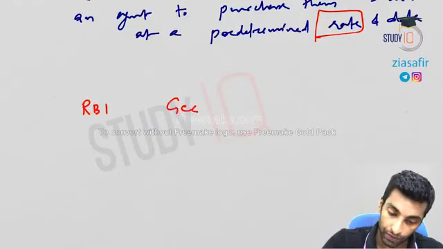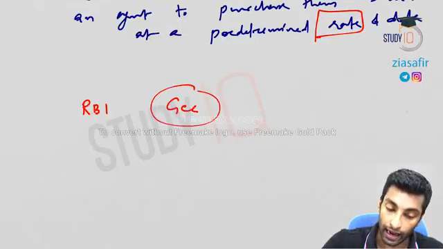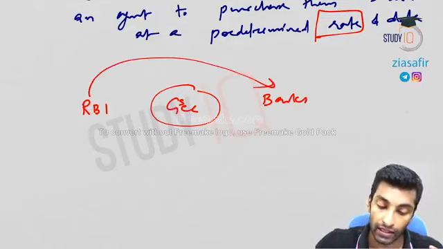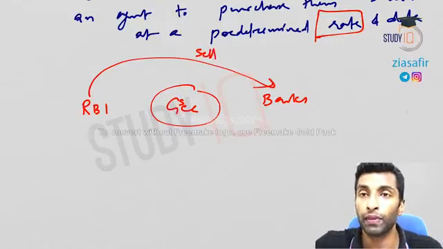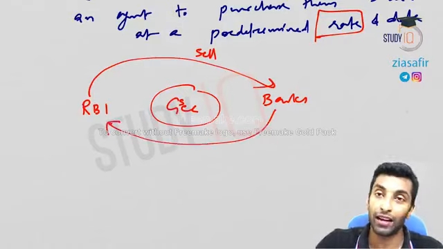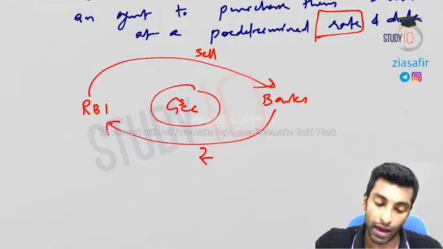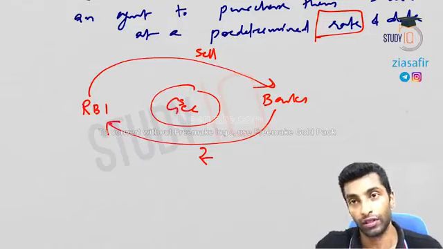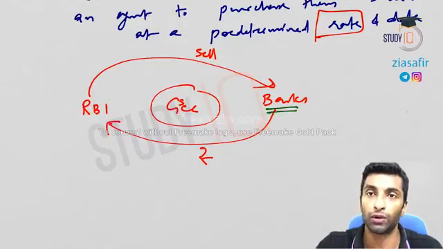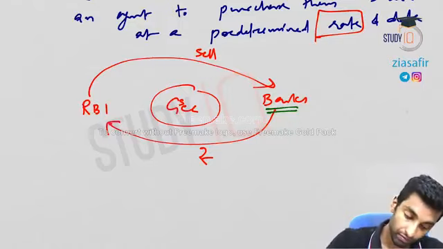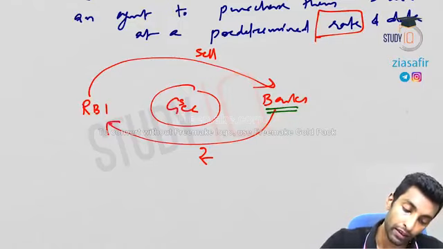Okay, then banks. So RBI first sells, right? When RBI is selling, banks will give rupees to RBI. Banks deposit rupees with RBI, or it's like banks are buying government securities from RBI. That way you can also interpret it with an agreement that RBI will buy it back.